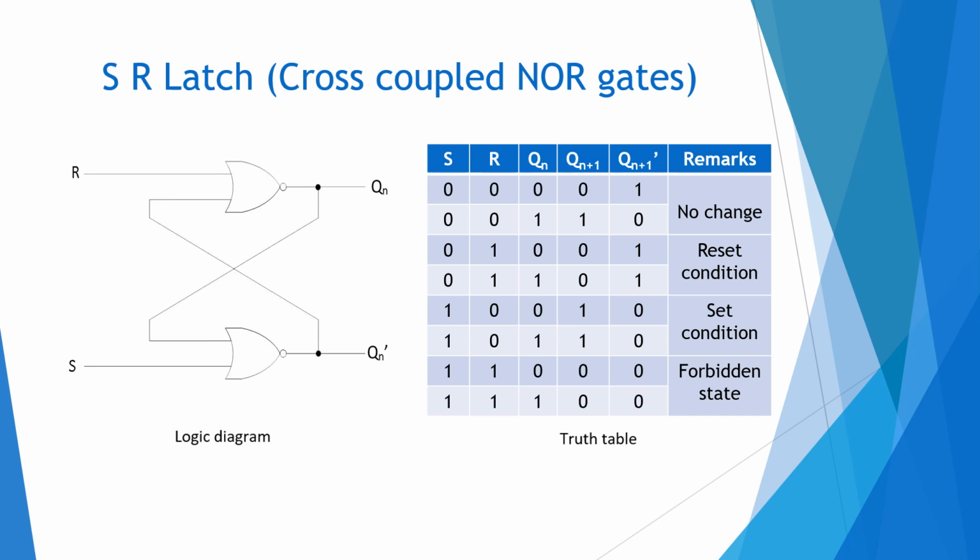So let us now see S equal to 0, R equal to 1. Here any one of the inputs is 1, so this would definitely be 0. So this 0 comes here, and 0, 0 makes 1. And this 1 comes here, so it is 0. Again, it is 0 only. So this is a reset condition. So when S is equal to 0 and R is equal to 1, the output is 0. So it is a reset condition.